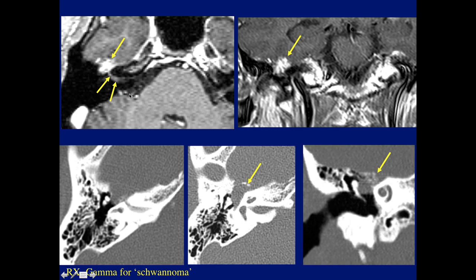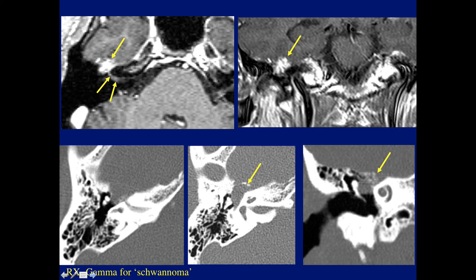So we were debating that this very likely, because of this appearance, was a hemangioma. The clinicians, however, felt that this was still a vestibular schwannoma, and the patient has been treated with gamma knife for schwannoma. But again, I would worry about a hemangioma when you have this kind of appearance.